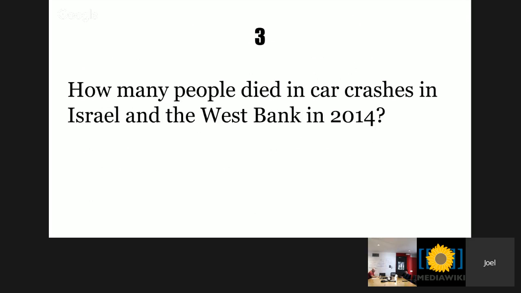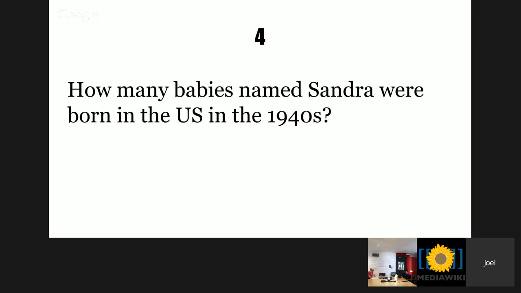Moving to question 4. How many babies named Sandra were born in the United States in the entire decade of the 1940s? And not a trick question. I believe this includes boys, but at this level of precision, it did not matter. How many babies named Sandra were born in the United States in the 1940s, the entire decade?